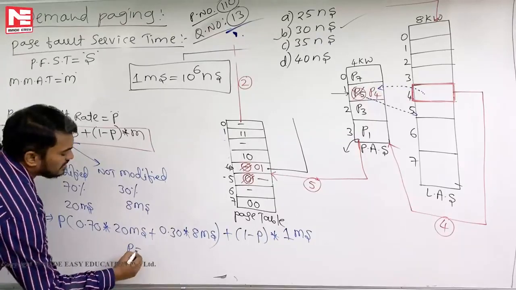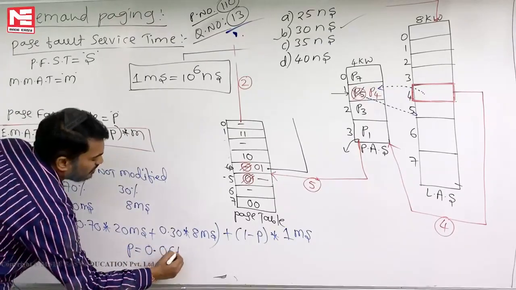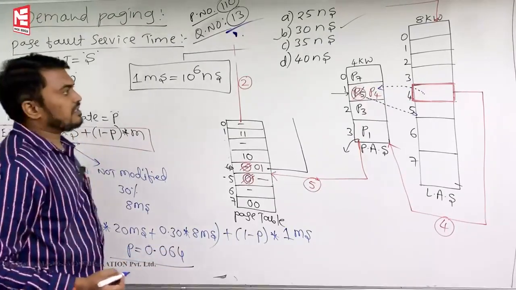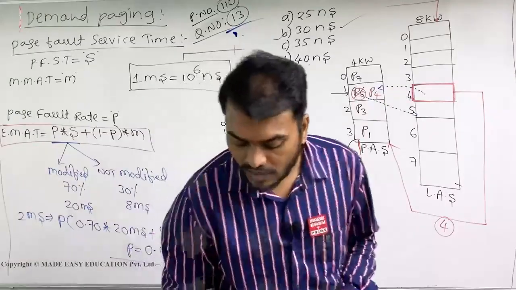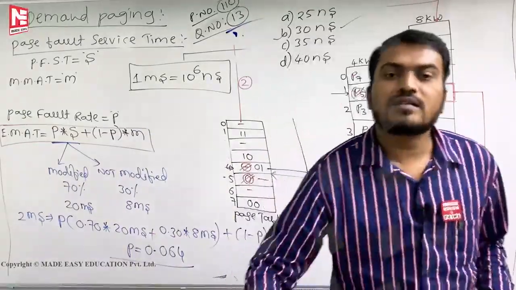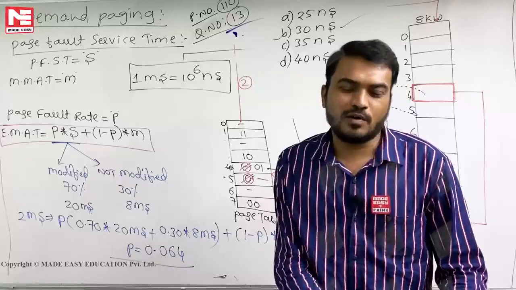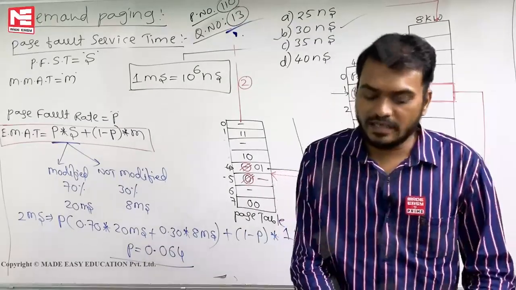So the P value you get as 0.064. So the right answer is what? B for Bombay. So B is the right answer. That is how you need to solve the problem. Is that clear? Right.